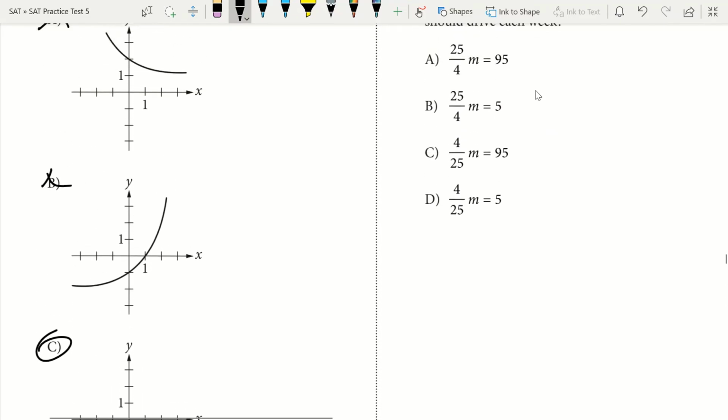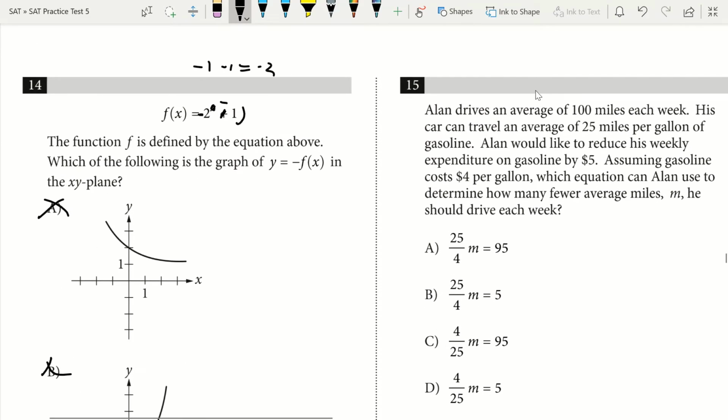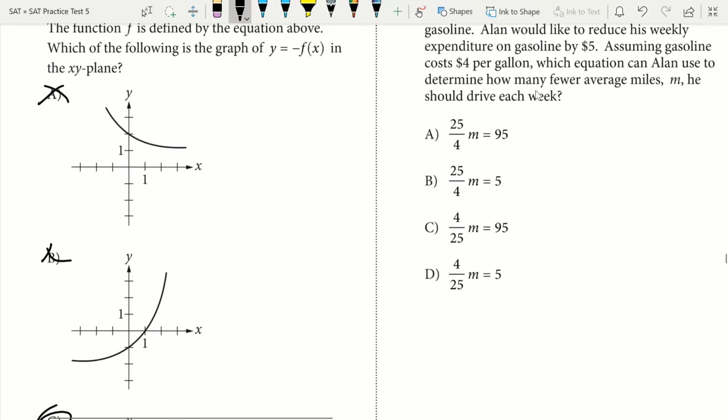All right, question 15. Alan drives an average of 100 miles a week. His car can travel an average of 25 miles per gallon of gasoline. Alan would like to reduce his weekly gas expenditure by 5. Assuming gas costs $4 per gallon, which equation can he use to determine how many less miles he should drive each week? Well, that's going to be his cost per mile driven is $4 divided by the 25 miles per gallon he gets. We multiply that by m, and we need that to equal 5. So our answer there is D.